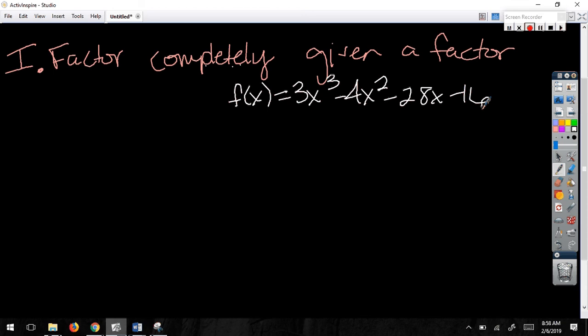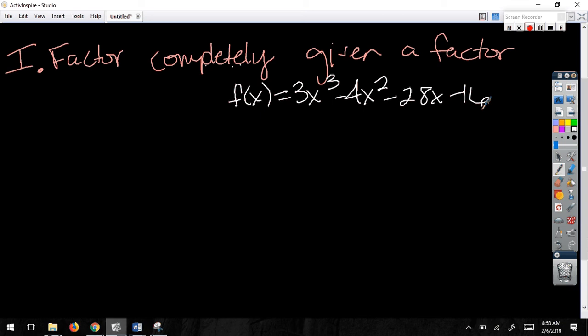Looks like I might could group it, right? I'd try to group it. But if you tried to group it, you'd be sadly disappointed because this, in fact, will not group. Take out the GCF. There's no GCF.